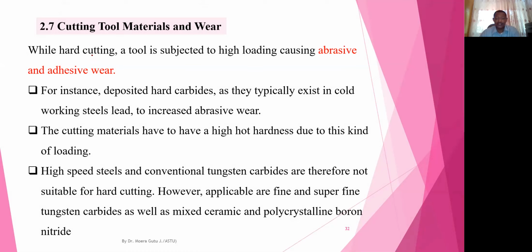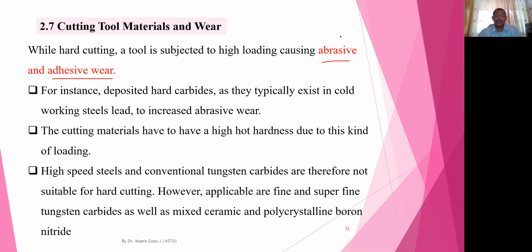The cutting tool materials and wear. While hard cutting, a tool is subjected to high loading causing abrasive and adhesive wear. So we have seen this during tool wear in chapter 1. So there is abrasive wear, adhesive wear, and corrosive wear also. But mostly in machining hard materials, we will see abrasive and adhesive wear.